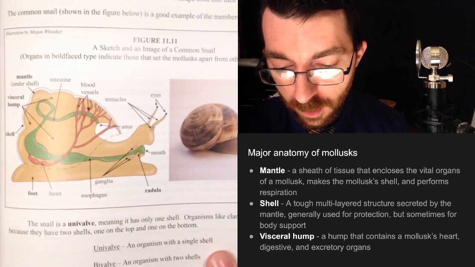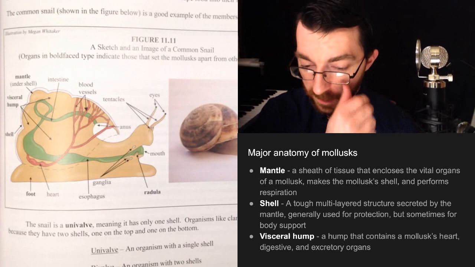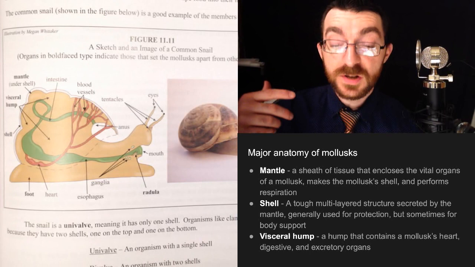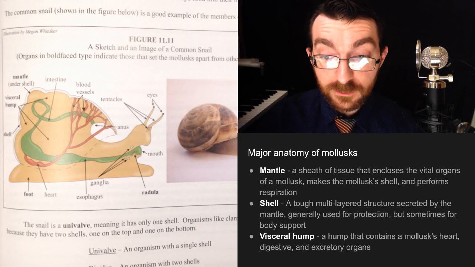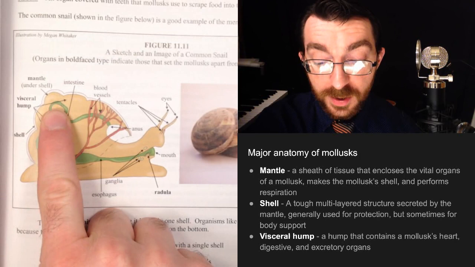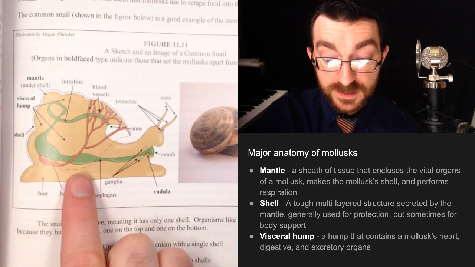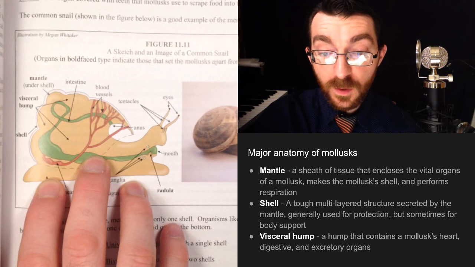Okay. So, lovely, lovely snail. So the first thing is a mantle, which is the sheath of tissue that encloses the vital organs of a mollusk. It replaces the mollusk's shell and performs respiration. And so it's like this tissue underneath the shell. By the way, I am gonna have to draw this just so that you know what to put in your notes. I'm just trying to show you a better picture because it's not in the slideshow. So we got a mantle, which is its tissue underneath of its shell.